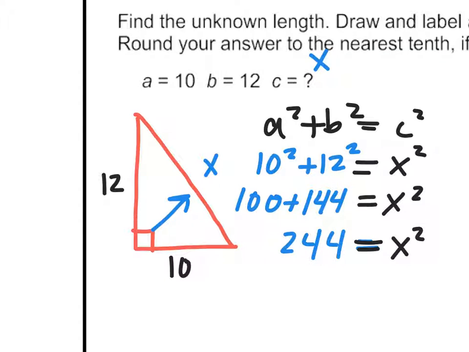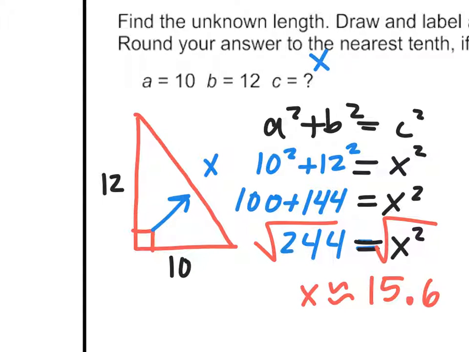Class, what's the opposite of squared? Square root. So you need to show that on both sides. This is not a perfect square. Do not be deceived. It's 244, not 144. Put it in your calculator as 15.6. So we're going to say that x is approximately 15.6. Remember that squiggly equal sign means we rounded.